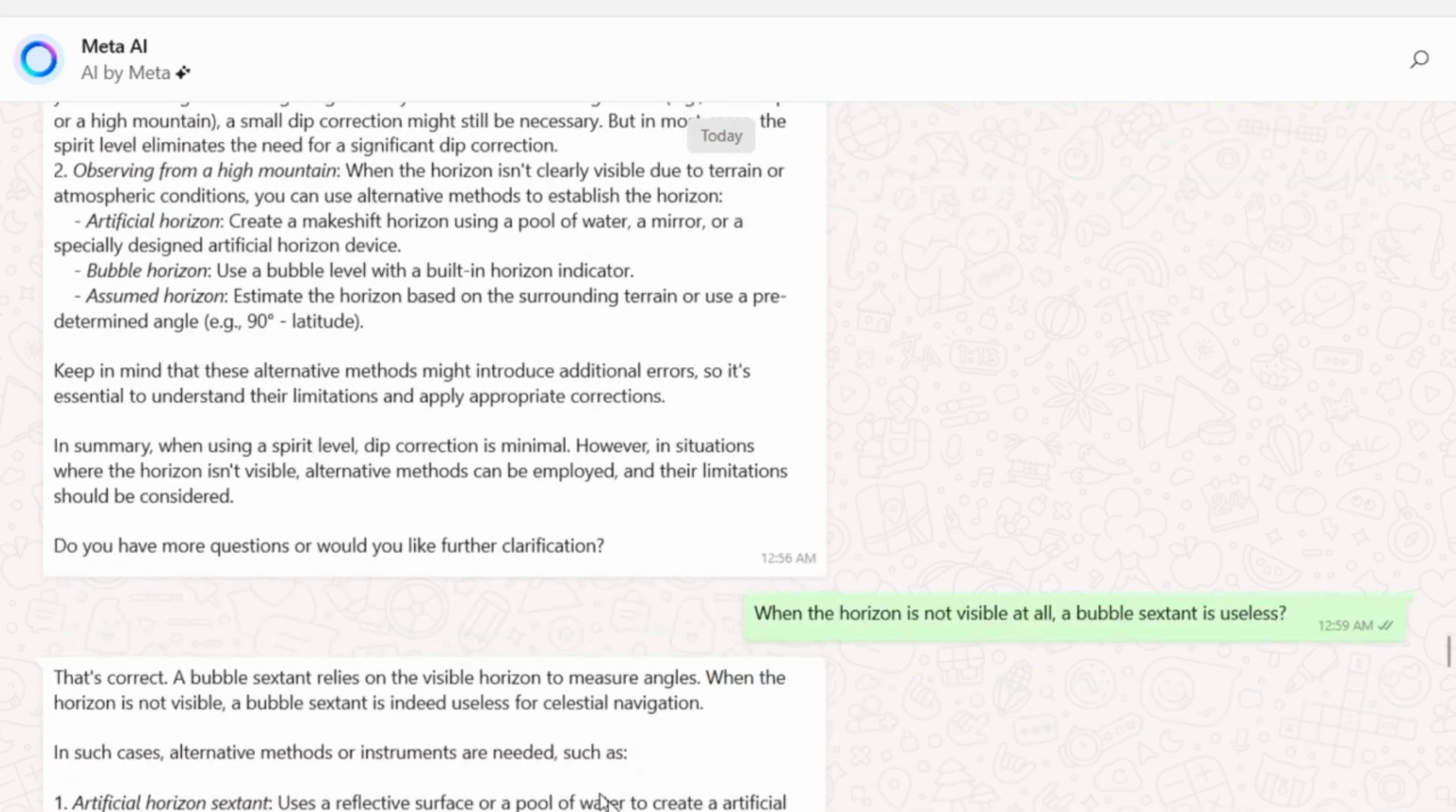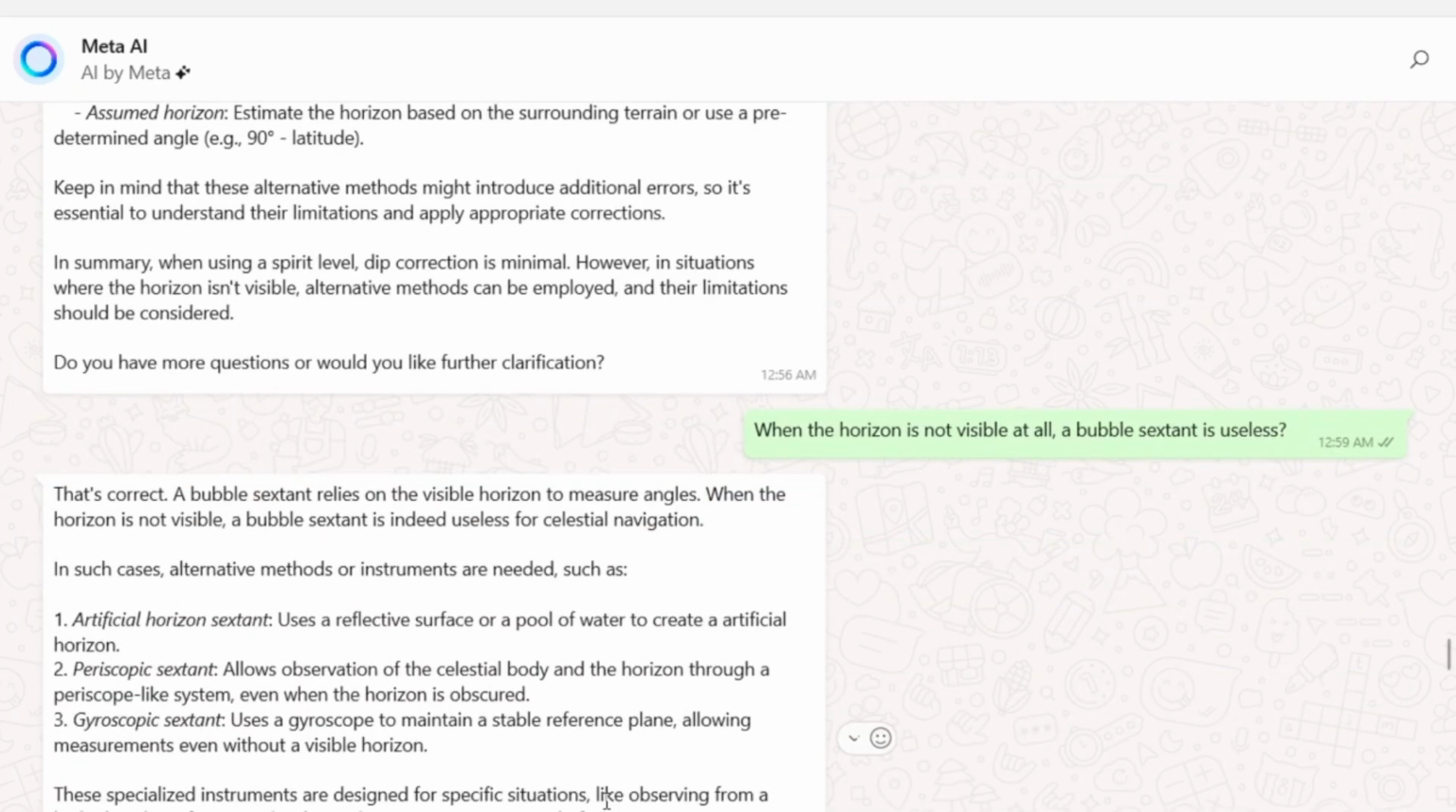To which I ask, when the horizon is not visible at all, a bubble sextant is useless? Question mark. AI answers, and it all goes downhill from here.